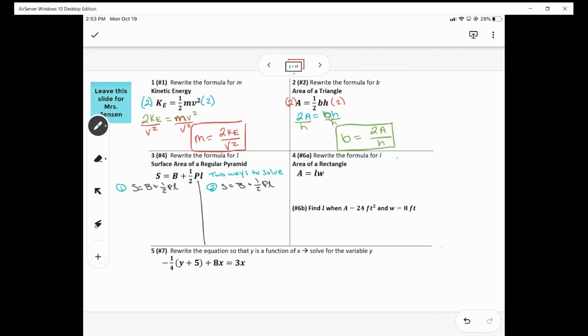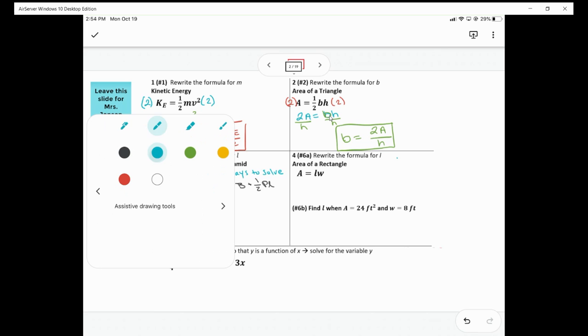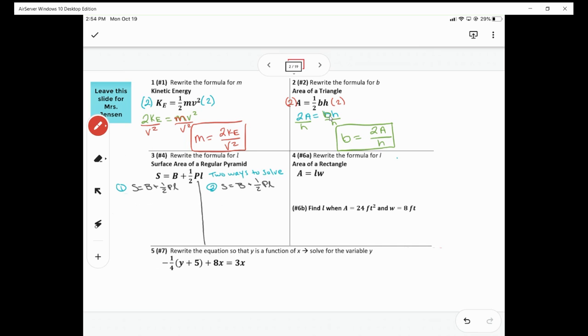For number 3, which is number 4 in your homework, there are 2 ways to solve. Way 1 is to eliminate that fraction first. So we want to multiply each term by 2. Remember, we can't leave any term out because we want to keep this equation balanced. So then we have 2s equals 2 times b plus p times l.